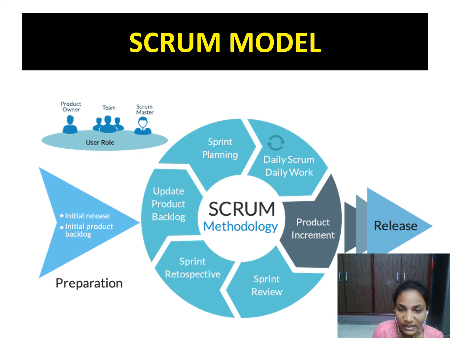If we want to develop an agile software process, we need a framework, and we use the Scrum framework for the agile process model. In this agile process model, the Scrum model has 6 steps. The first step starts with preparation, update product backlog, sprint planning, daily Scrum daily work, sprint review, sprint retrospective, and the product increment. At last, the product is released through this framework.